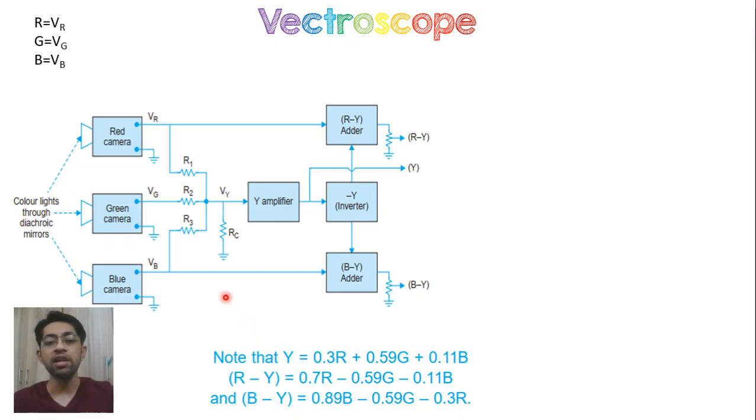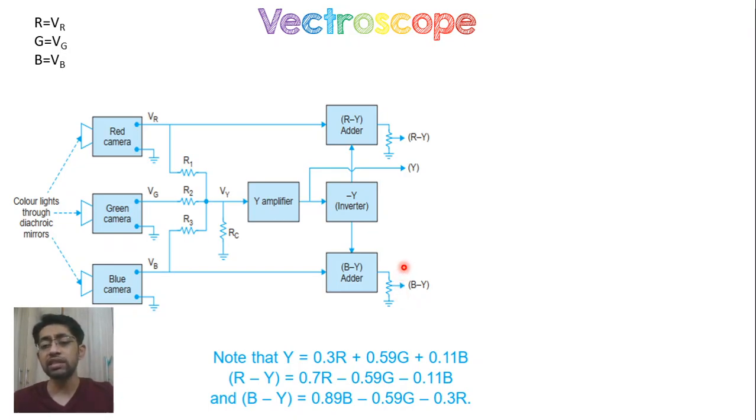Now throughout the discussion, we will call this VR simply R, we will denote VG as G and VB as B. So RGB are nothing but the VR, VG, VB voltages. Since VR, VG, VB represent the color signal produced by the camera, and all of them are present in this Y signal, any two of them are transmitted, and we already know from color theory that VR minus Y and VB minus Y are actually transmitted.